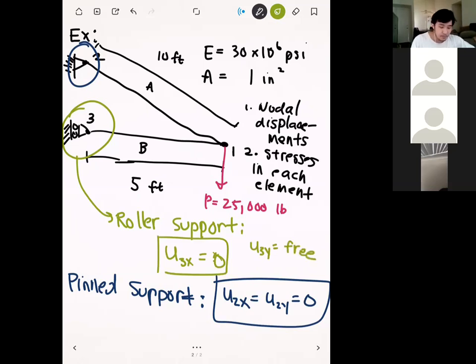since we only have a roller support at node 3, that means the y direction of the displacement at node 3 is going to be free. So u3y, we're not going to put any constraints on that. So it's still going to be part of our global stiffness matrix, and it's still going to be something that we can solve for. Okay. All right. Any questions on the problem setup?